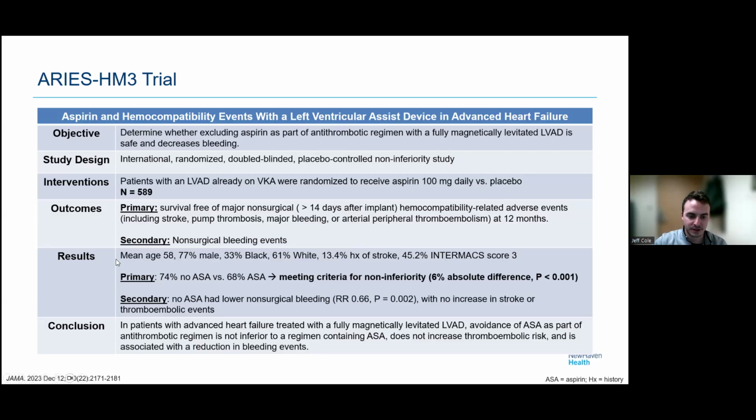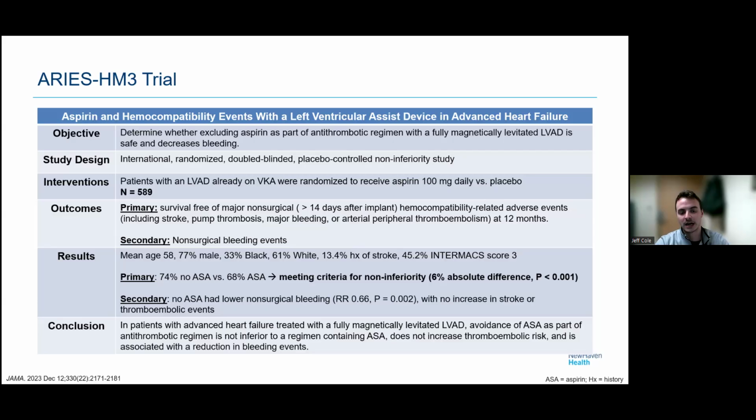So the population within this trial was mainly male, white patients, with an INTERMACS score of 3 in 45% of them, and a mean age in the high 50s, low 60s. For the primary outcome, they found it was 74% with no aspirin versus 68% with aspirin, meeting the criteria for non-inferiority, with a 6% absolute difference, p-value less than 0.001.